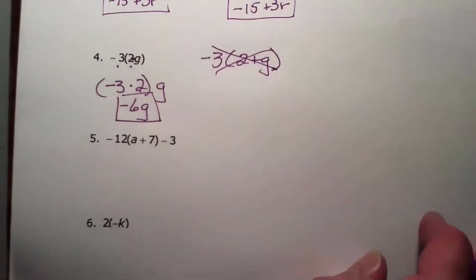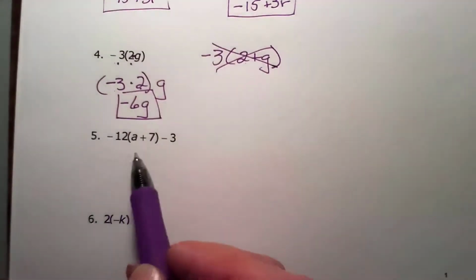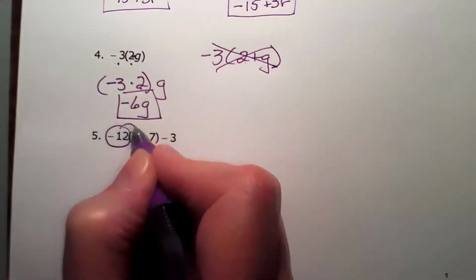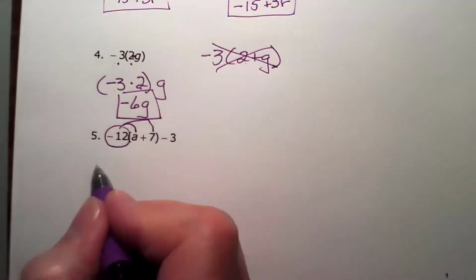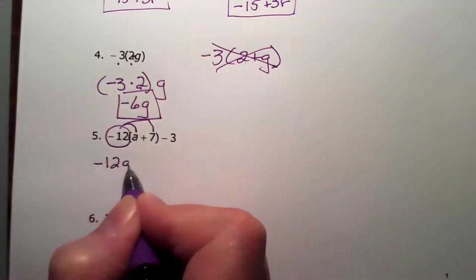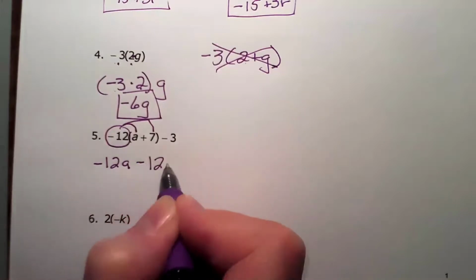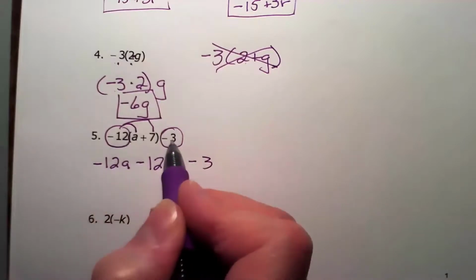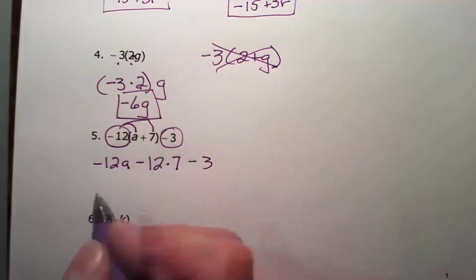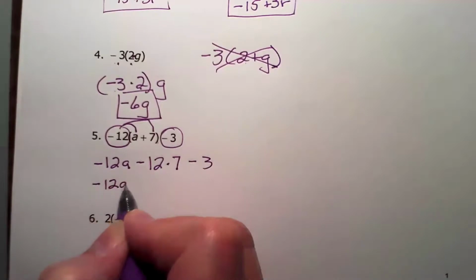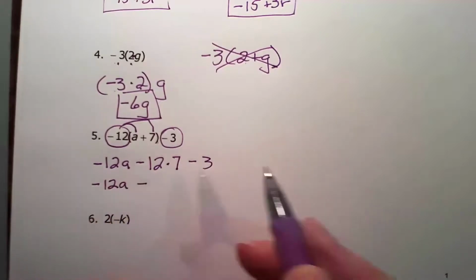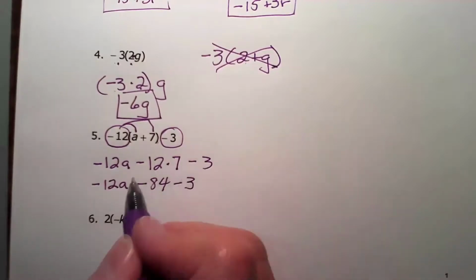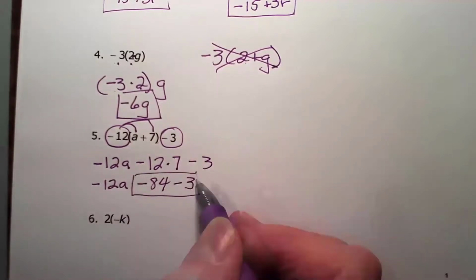2 more. I have -12 times the quantity a plus 7, minus 3. So I'm going to distribute the -12 to the a and to the 7. So -12 times a is -12a. -12 times 7. Then I still have the -3. It didn't get distributed down there because it was outside of the parentheses. So I have -12a minus 84 minus 3. These now are like terms and can be combined.